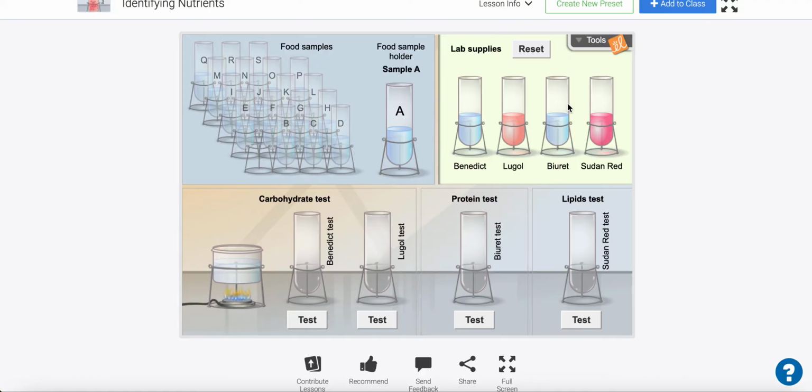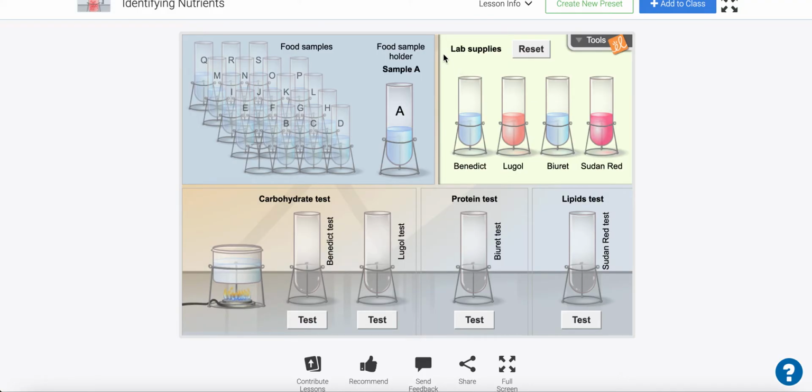So now we have to look, how do we test for carbohydrates, proteins, and lipids? So we just did number 1. Under the Benedict test, click test, does sample A contain monosaccharides? We already did that one, and it was yes. The answer was yes for number 1. So number 2, let's test the Lugol. Okay. So test for a polysaccharide.